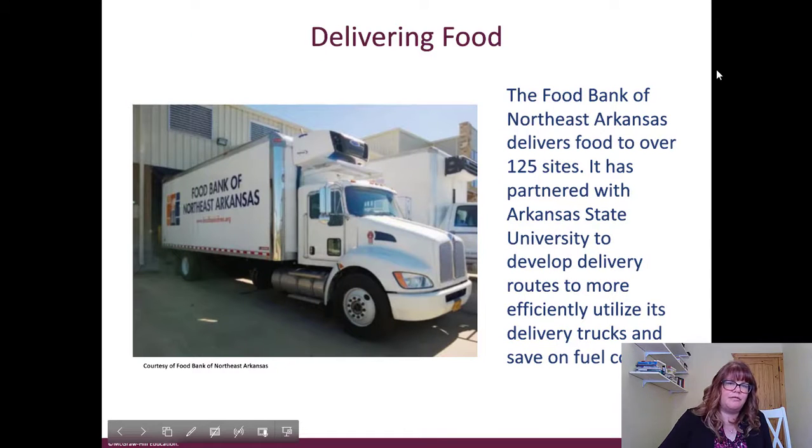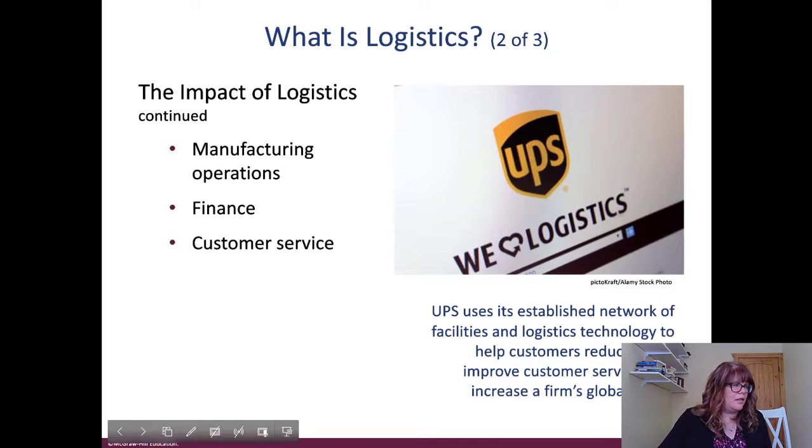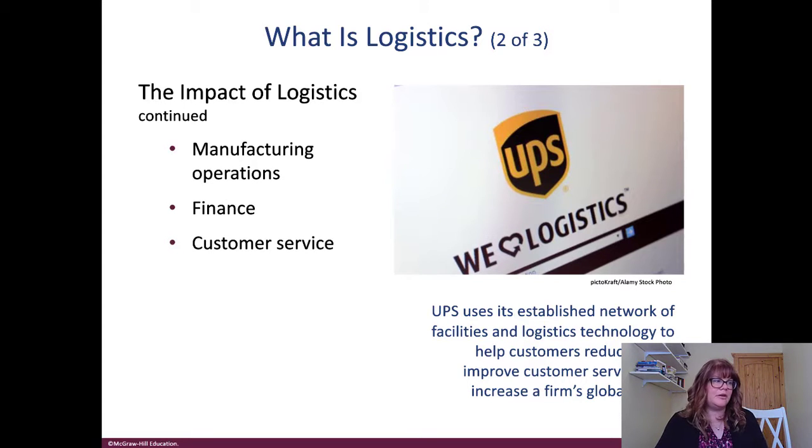Here is how the Food Bank of Northeast Arkansas delivers food. So logistics also applies to services and nonprofits. Dairy Queen, for example, must have the components of a meal, such as frozen French fries, hamburger buns, and takeout containers on hand in order to deliver customer orders.